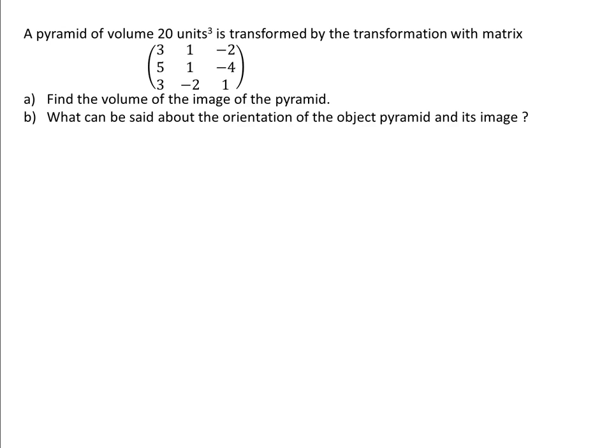And for our final example, we have a pyramid of volume 20 units cubed. It's transformed by the transformation with matrix 3, 1, minus 2, 5, 1, minus 4, 3, minus 2, 1. We have to find the volume of the image of the pyramid and also comment about the orientation of the object pyramid and its image.